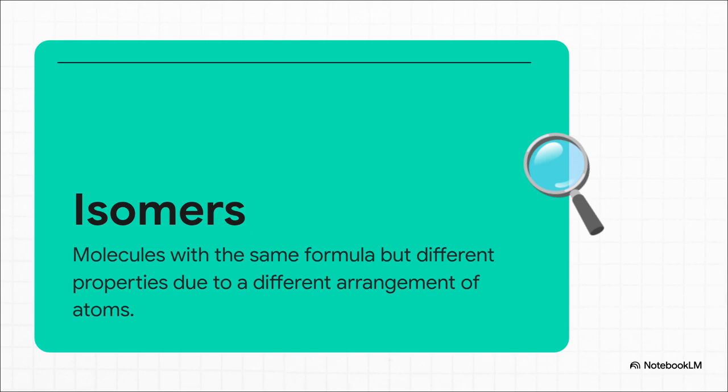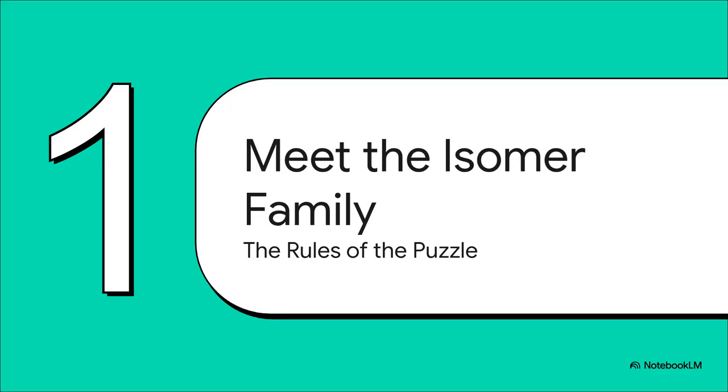And this little bit of chemical magic, it's got a name: isomers. This is the solution to our puzzle. See, it's not just about what atoms you've got in the mix, it's all about how they're connected. The structure, the arrangement, that's everything. Okay, so to really wrap our heads around this, we need to meet the family, so to speak. We need to understand the different ways these molecules can get rearranged. Think of these as the official rules for solving our molecular puzzle.